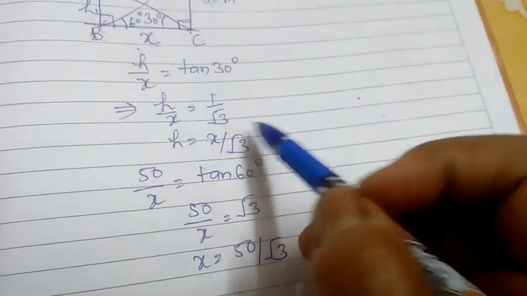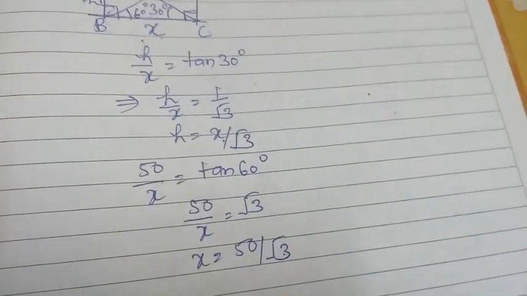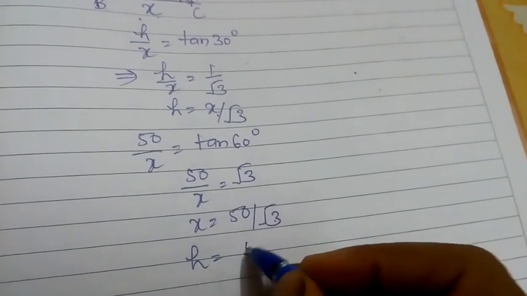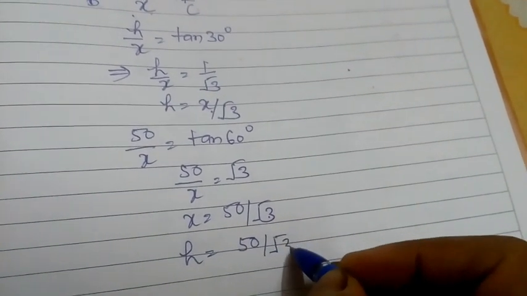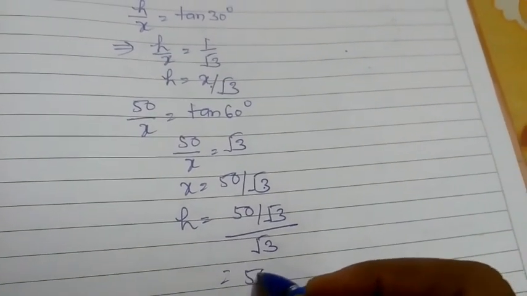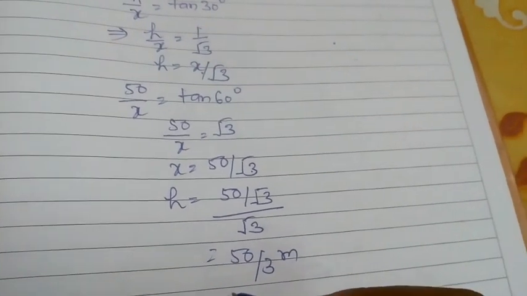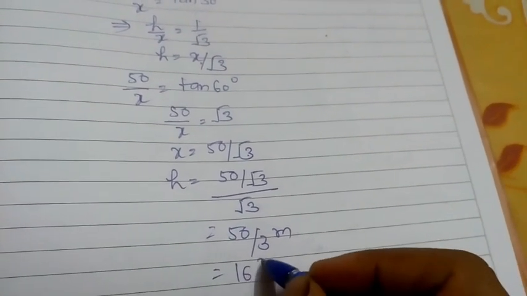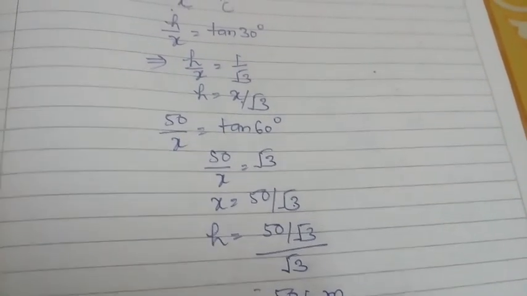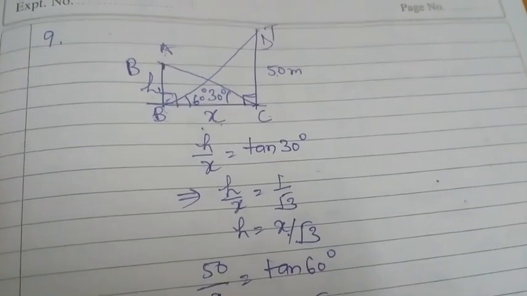Put the value of x in this. We find the height of the building. x is 50 by root 3 divided by root 3. It means 50 by 3 meter. It means 16 whole 2 by 3 meter. This is the height of the building. This is question number 9.